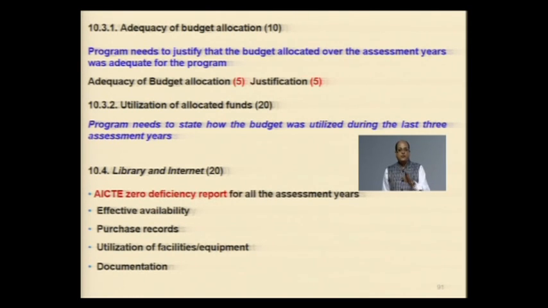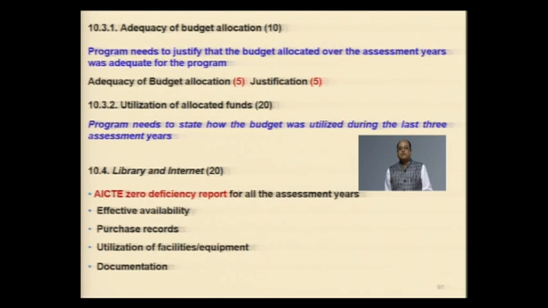Library and internet: if you look at earlier till now, what is happening with the number of books, number of journals and so on, all those have been removed, because the AICTE zero deficiency report gives an idea about the numbers, number of books, area, sitting area, library area, journals. So if a program needs to demonstrate, it is that they have an AICTE zero deficiency report for all the assessment years.